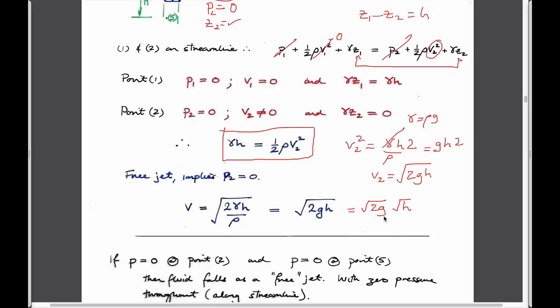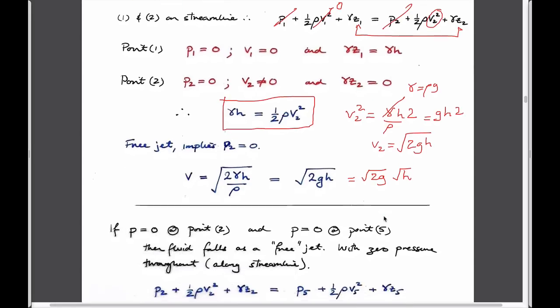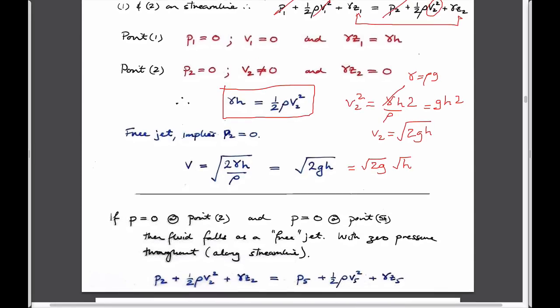So as you double the height of the tank, the water velocity only increases by square root of 2, 1.4 times. If you quadruple the height of the tank, it'll come out double the speed, square root of 4. And so we can use that to calculate the velocity that comes out of the tank.